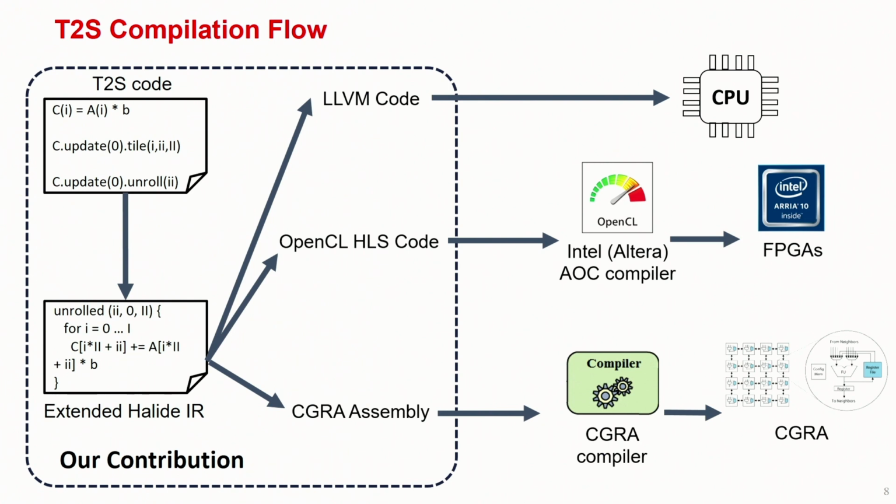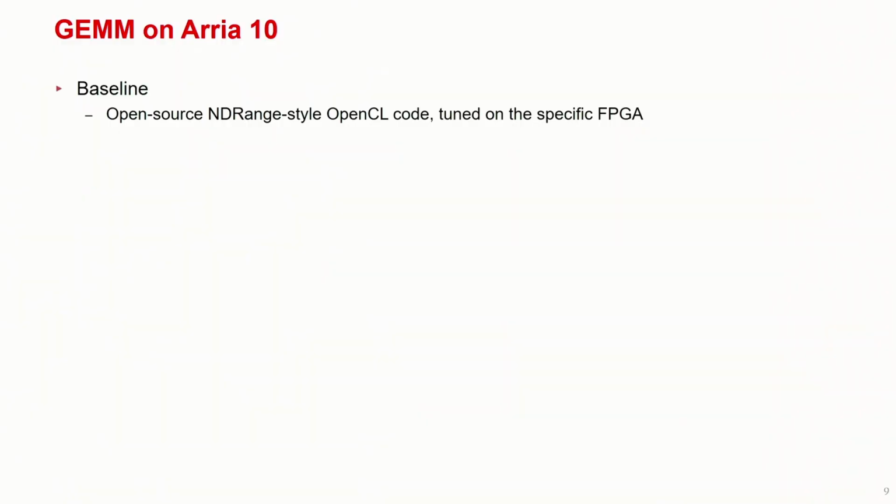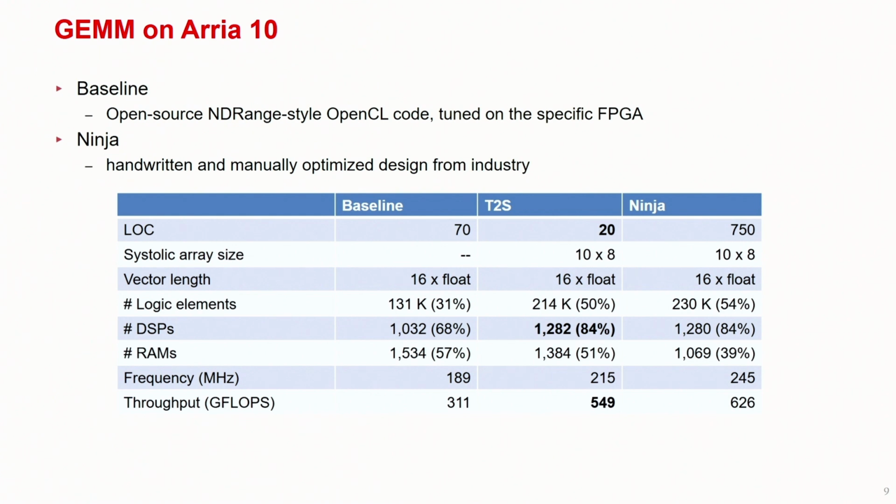Now let's talk about the evaluation results. We compare our GEMM implementation with the open source ND range style OpenCL code, which serves as the baseline. We also compare our design with the handwritten and manually optimized design from industry, which is a Ninja implementation. And these are the results.